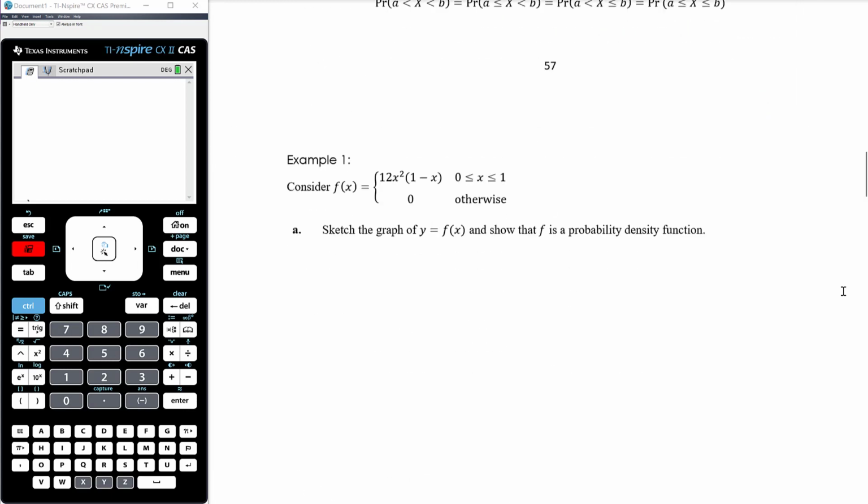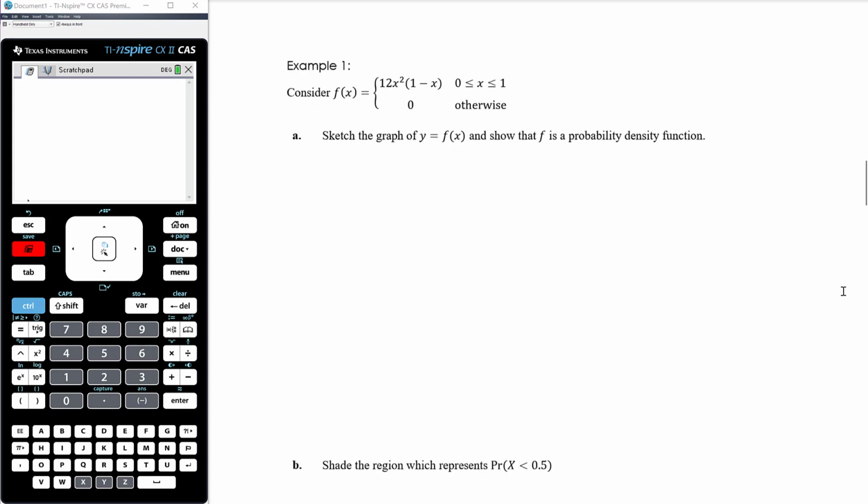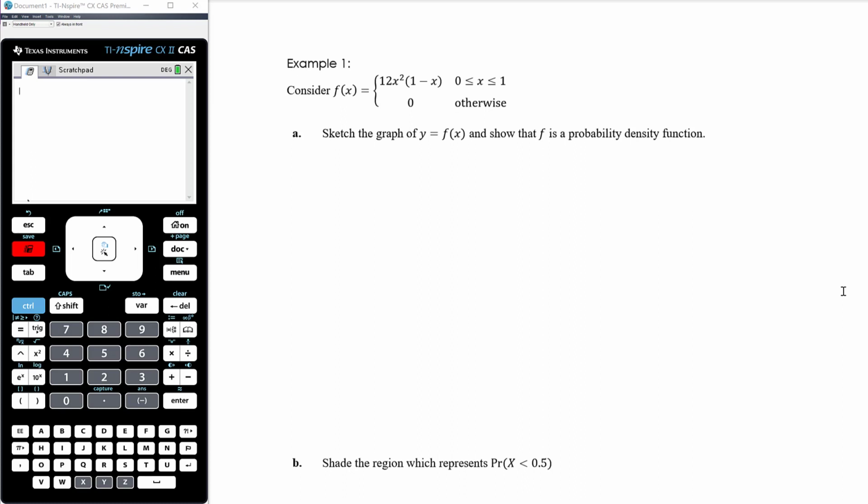Okay, let's work through some examples. Consider f of x equals this function here. It is a cubic function between 0 and 1, and it is 0 otherwise. Often PDFs will be hybrid functions or piecewise functions. Sketch the graph of f of x and show that f is a probability density function.